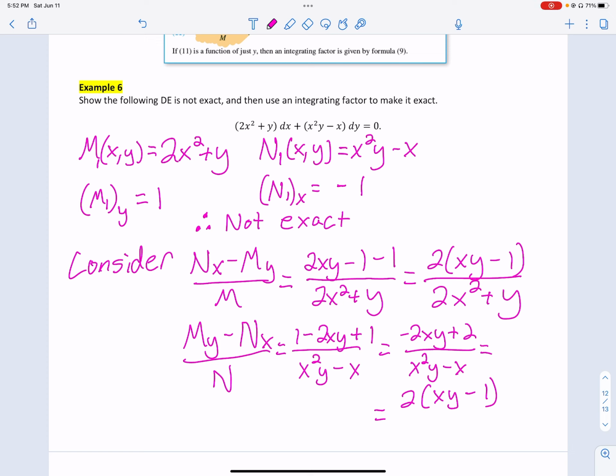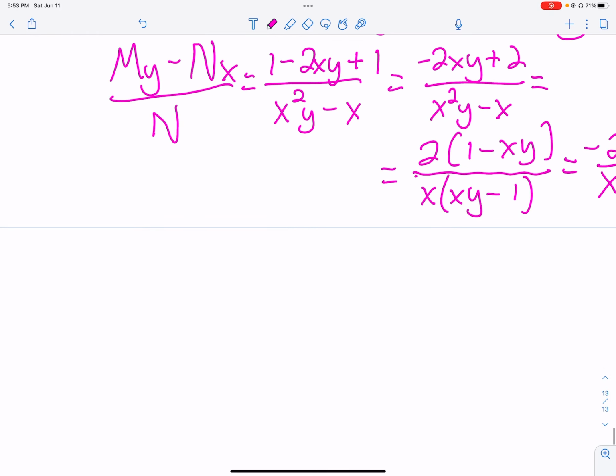I'm looking at the wrong one. Yep, let's go back. Hold on one sec. I messed up there. This should be 1 minus xy. There we go. Right, and then over, and this is x. If I factor out x there, I got xy minus 1. What this does is just flips the sign when they're reversed like that, so I'm getting a negative 2 over x.